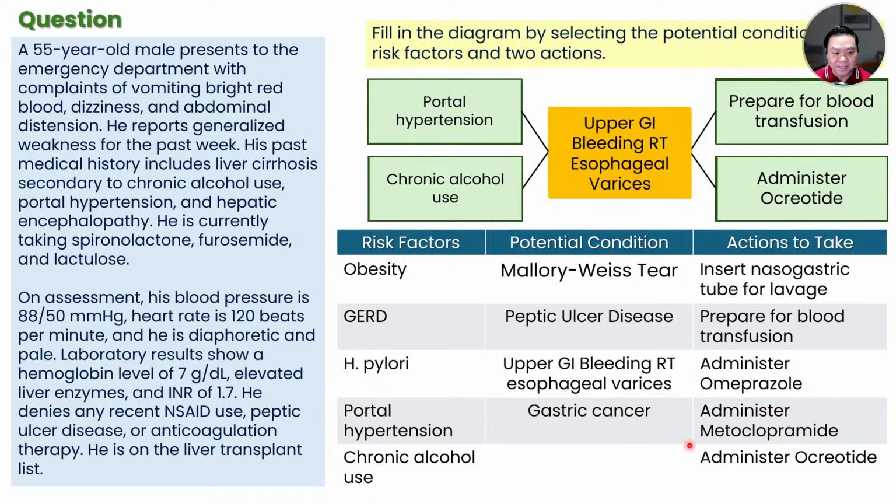I probably had mentioned everything here. So again, with this scenario, think about the patient developing that upper GI bleeding related to esophageal varices. So to wrap this up, your two risk factors are the portal hypertension and the chronic alcohol use, and the two nursing interventions here are to prepare for blood transfusion and administer octreotide.